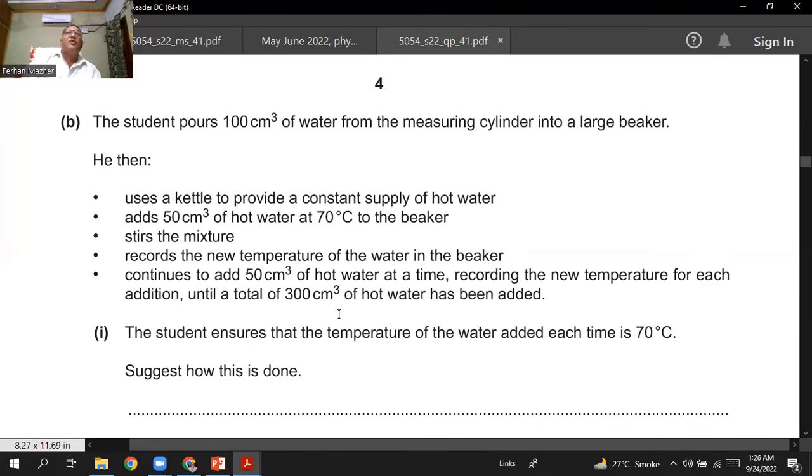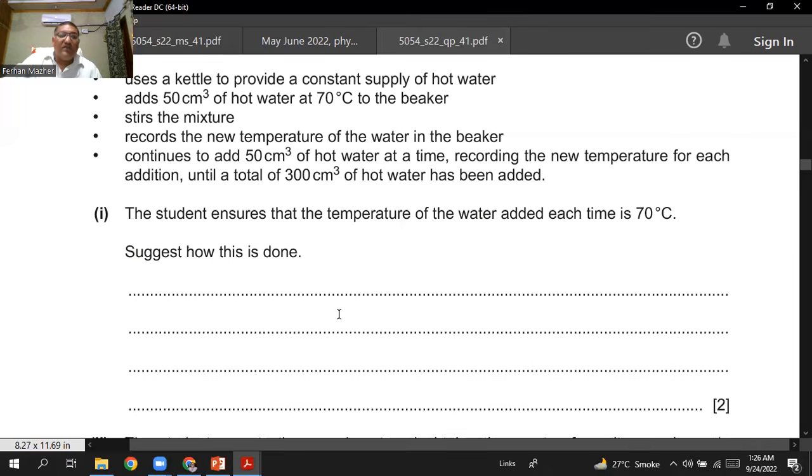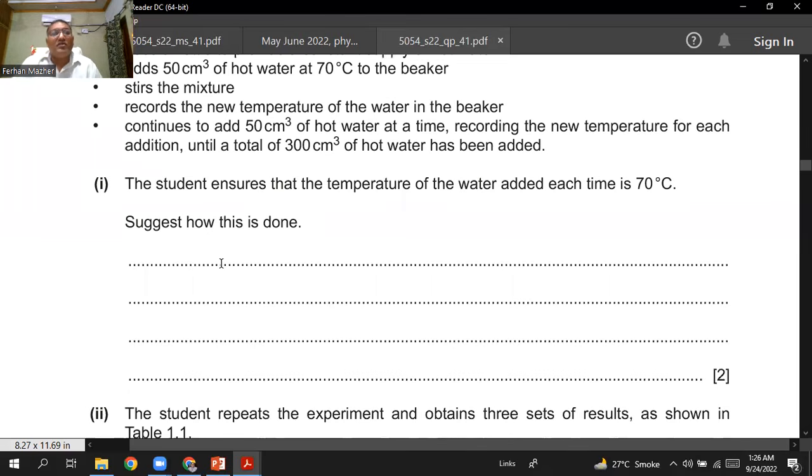So what you will do, from the kettle, you have the hot water in the kettle. So what he can do is pour the water into a measuring cylinder, and in that measuring cylinder he will measure the water. He will pour the 50 centimeter cube of hot water, and then with the help of the thermometer he will measure the temperature, and then he will wait for the temperature to cool down to 70 degrees centigrade. When the thermometer shows that the temperature of the water is 70 degrees centigrade, he will pour the water from that measuring cylinder into the beaker which has the water.